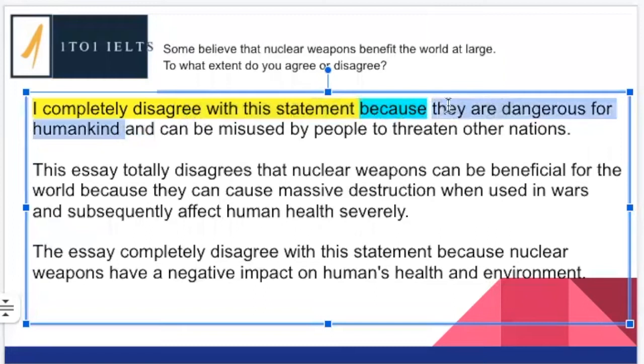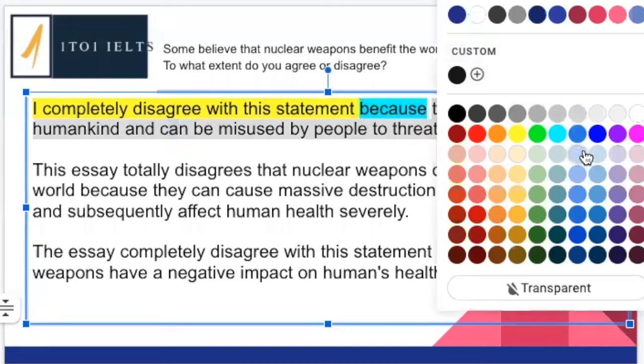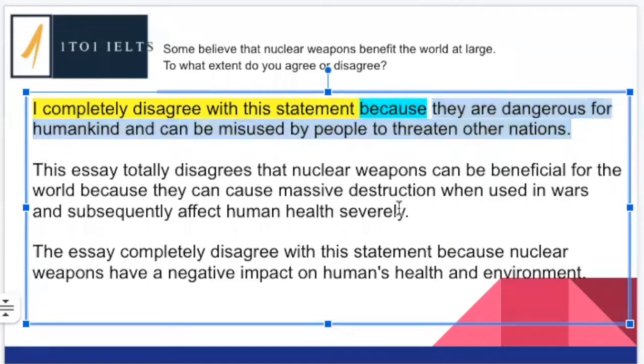Okay, great. So we've got subject, verb, for humankind, object, and verb, object. So we've got a clause which follows. It's really important to try and follow with a clause, as this is the most natural way, clearest way to write this. So looking at these ideas, they are dangerous for humankind and can be misused by people to threaten other nations. Unfortunately, these ideas are very, very similar.